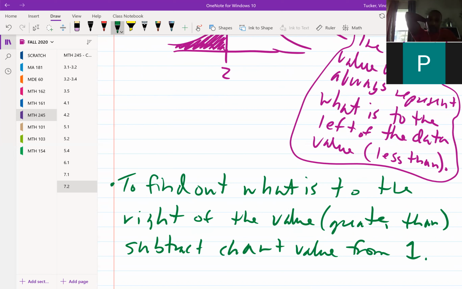All right, so to find out what is to the right of the value, in other words, greater than, you're going to subtract the chart value from 1. Because remember, everything under that curve, we talked about last section, everything under the curve is equal to 1. So if you got 0.8907 is to the left, subtract that from 1, and you will figure out how much is to the right.